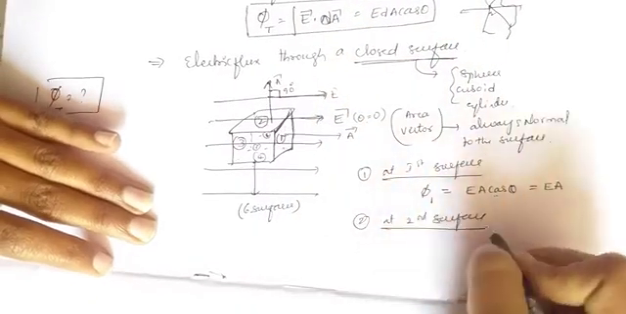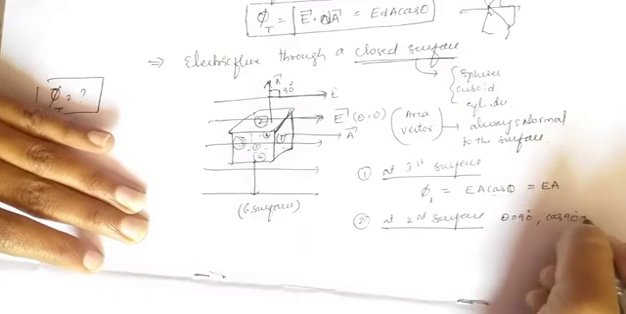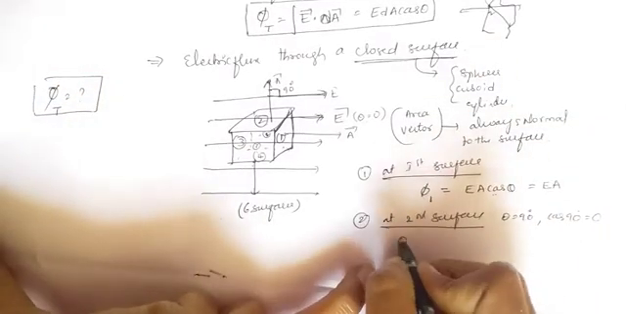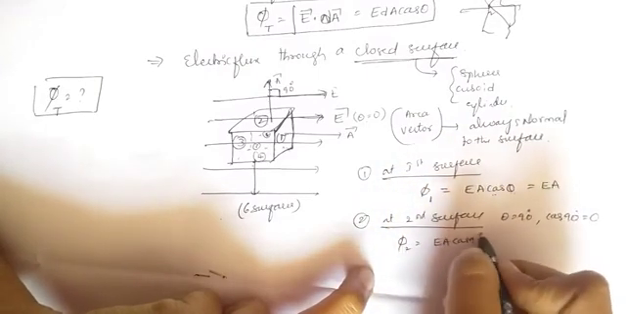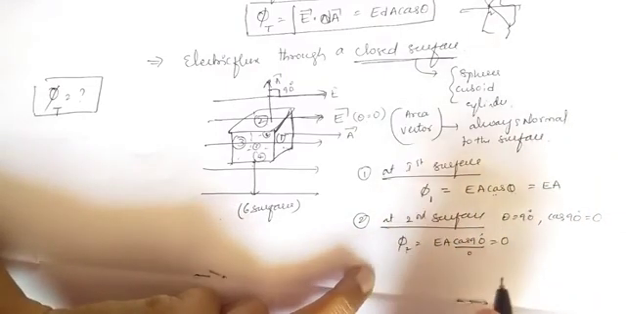So that means theta is equal to 90. Then cos 90 is what? 0. So as cos 90 is 0, phi 2 is equal to EA cos 90. Cos 90 is 0, which means the total flux through the second surface is 0.